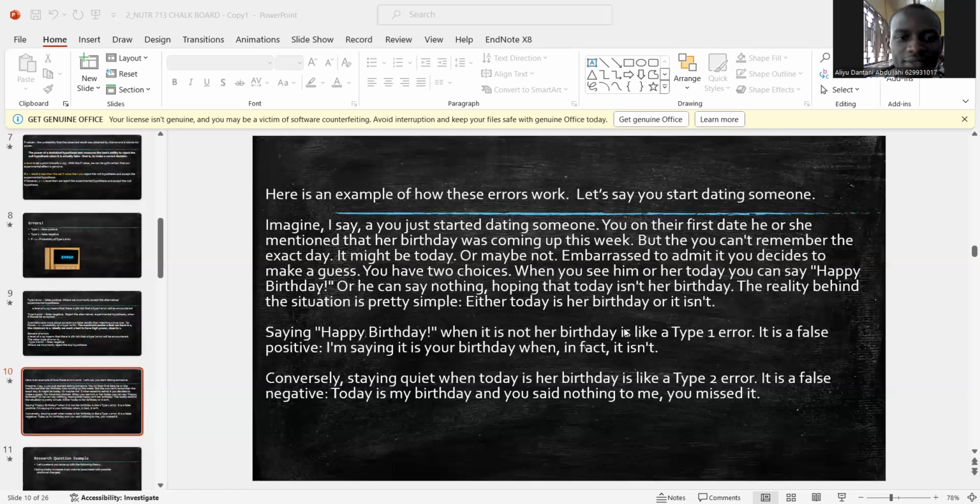Either today is her birthday or it isn't. So if you say happy birthday when it is not her birthday, it's a type 1 error, right? You're saying happy birthday when there's no birthday. The null hypothesis, there's no significant difference, and you reject it. That's type 1 error. You understand? That's a false positive. I'm saying it is your birthday when in fact it isn't.